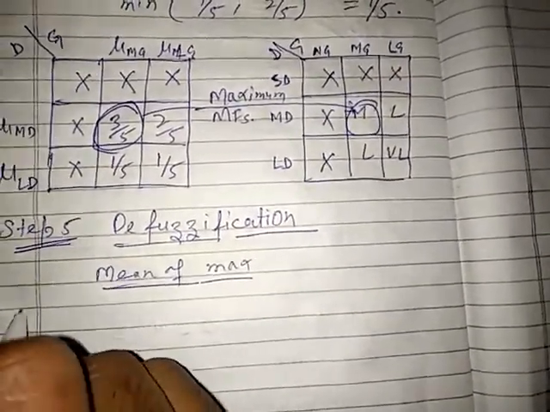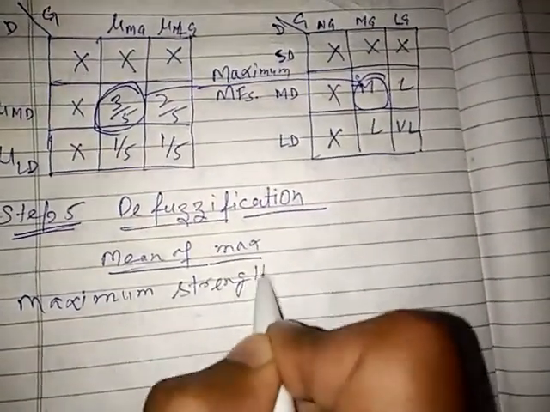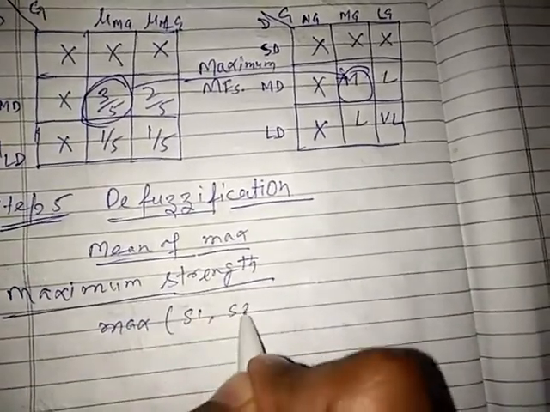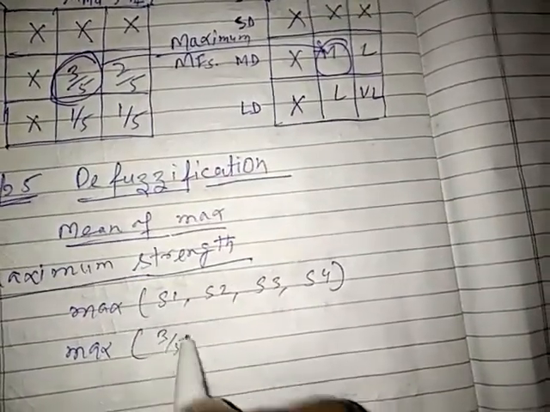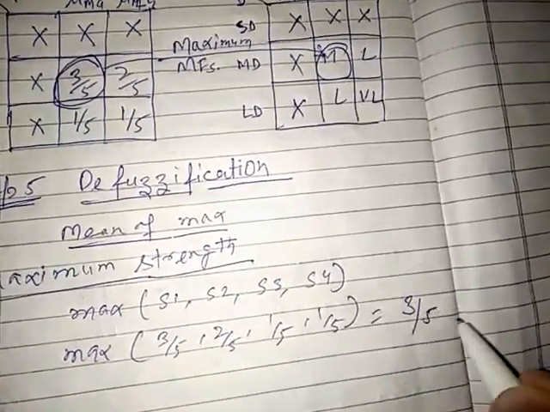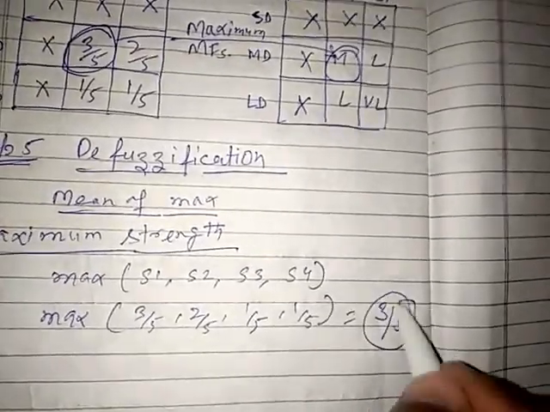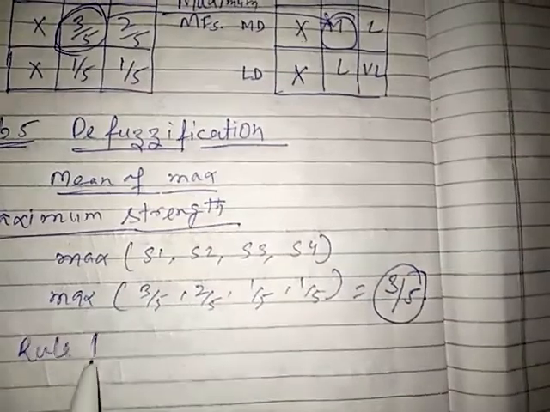We find the maximum strength. The max is equal to S1, S2, S3 and S4, that is 3.5, 2.5, 1.5 and again 1.5. The maximum is equal to 3.5, and this 3.5 corresponds to rule 1.